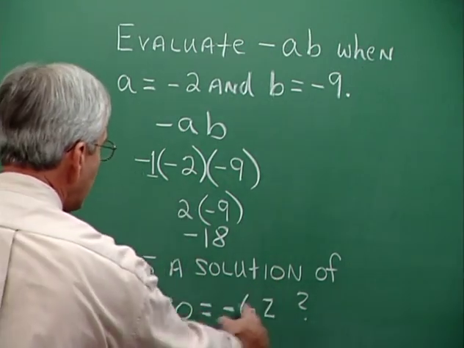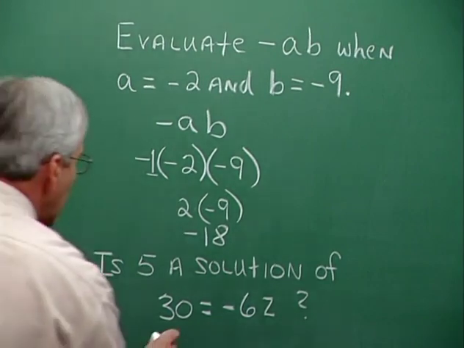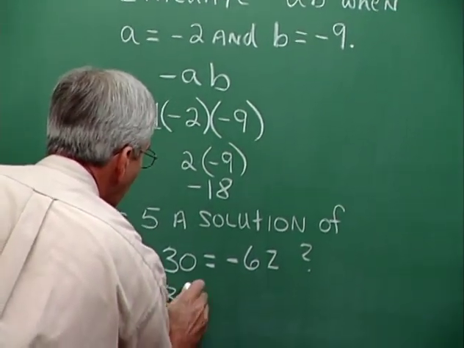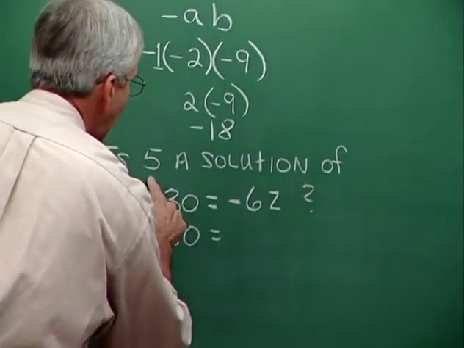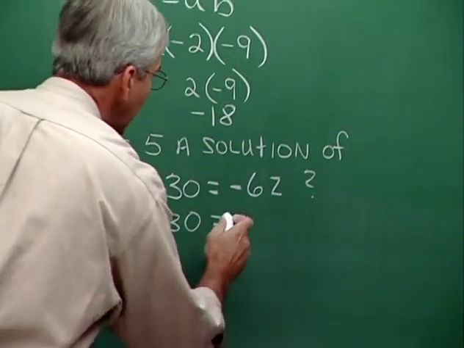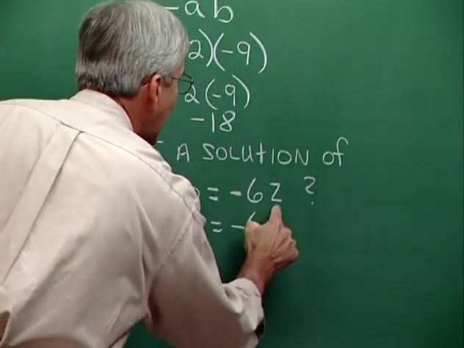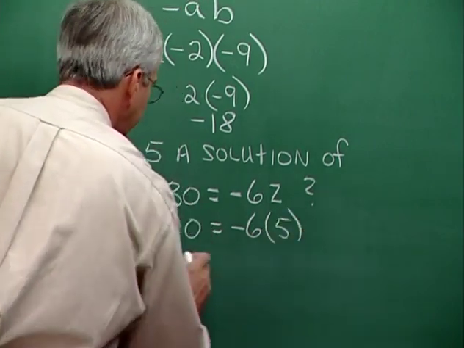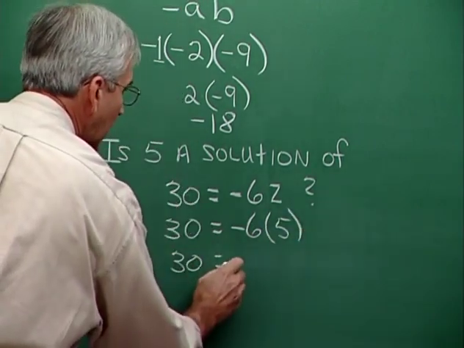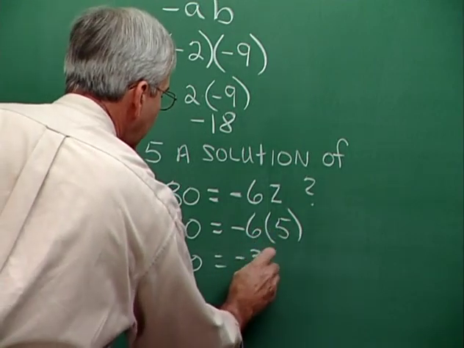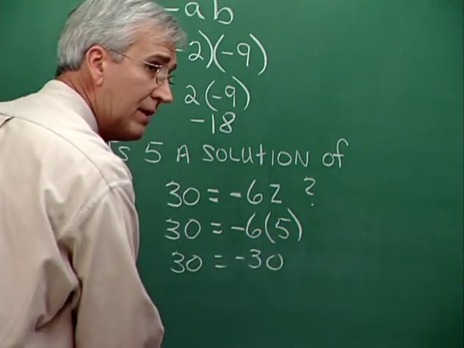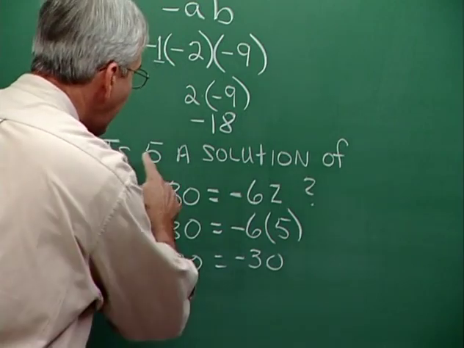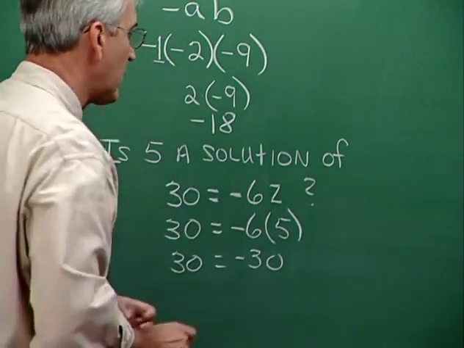Is 5 a solution to this equation? Well, let's see. If it is, then we'll replace the letter with the value and we should get a true statement. Well, let's see if we do. We have our replacement for z is 5. And on the right, negative 6 times 5, negative 30. Is 30 equal to negative 30? No. So 5 is not a solution to this equation.